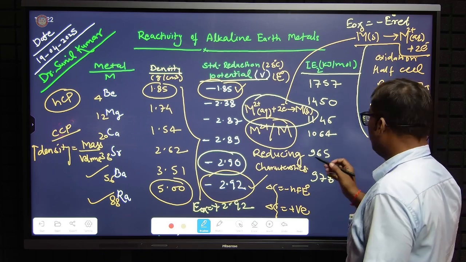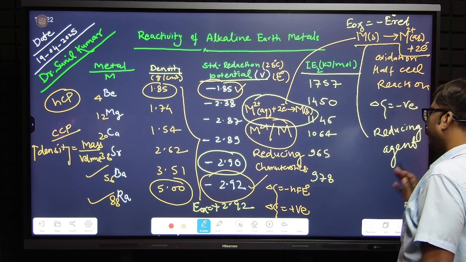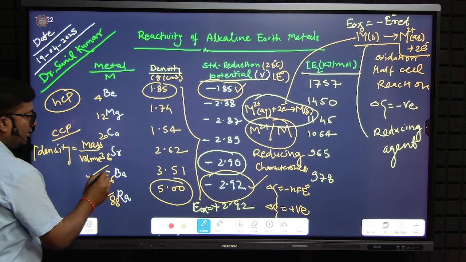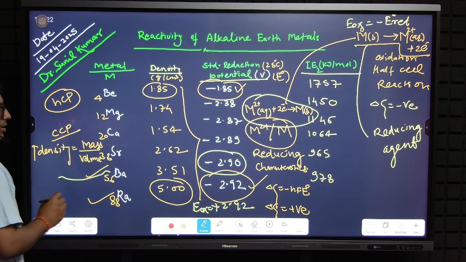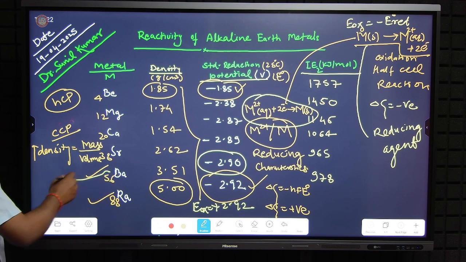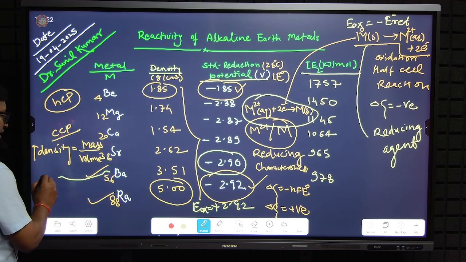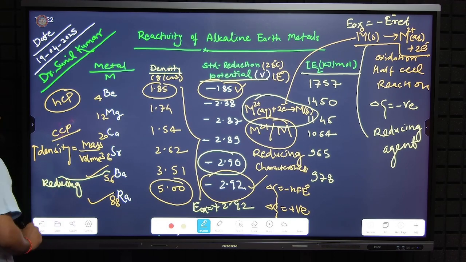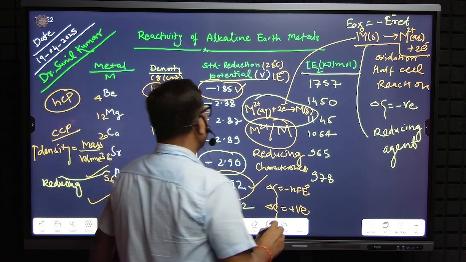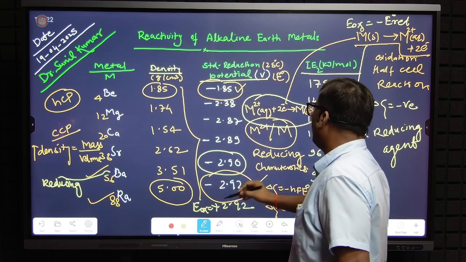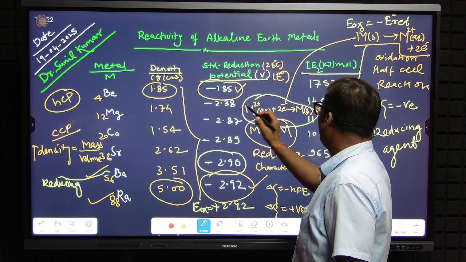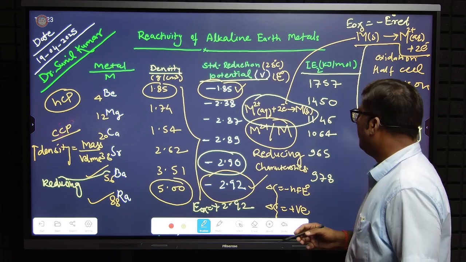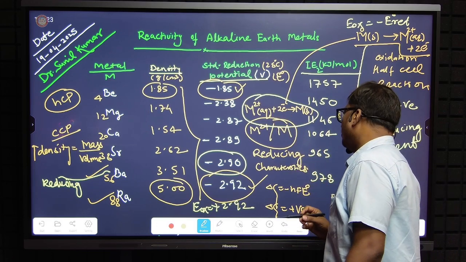As an oxidation potential, you can simply say this barium is actually most reducing after radium, right? So barium is the most reducing, right? But the lowest negative value in this particular series is minus 1.85 for beryllium. It means it has the lowest positive value.